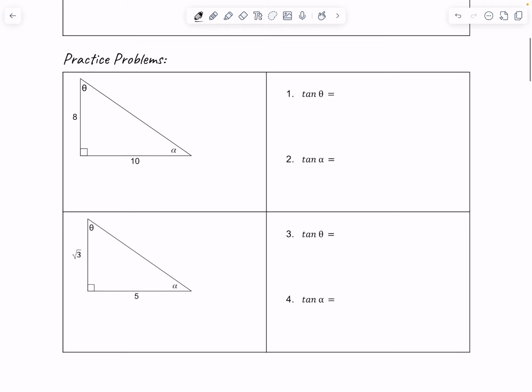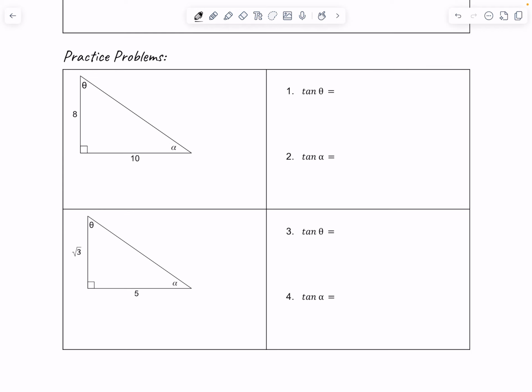Let's do these first four. It says the tangent of theta. If that is the angle I'm looking at, for opposite over adjacent, the opposite side of theta is 10 and the adjacent side is 8. Reducing that gives me 5/4. If I switch to look at alpha, the tangent of alpha will be the opposite side, which is now 8, and the adjacent side for alpha is 10. So that reduces to 4/5.